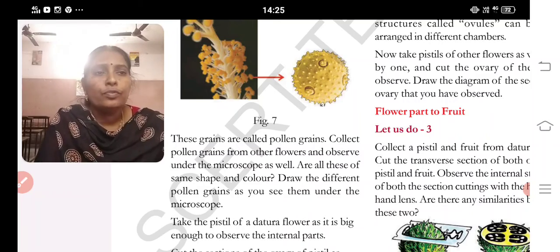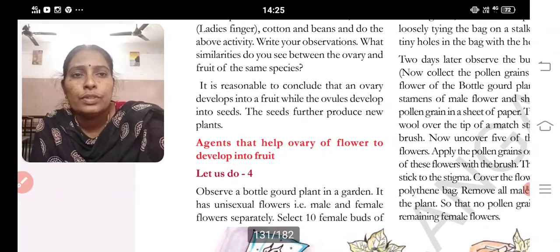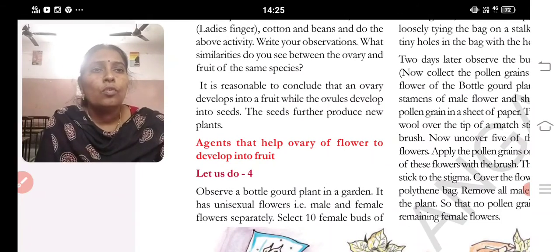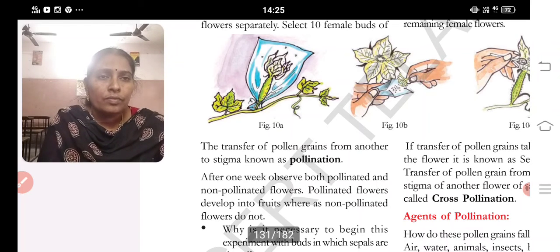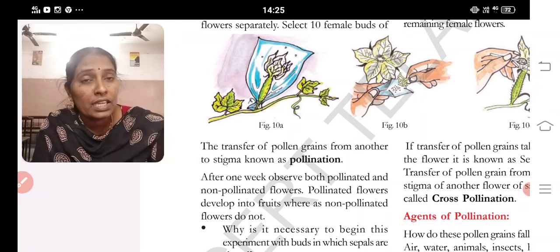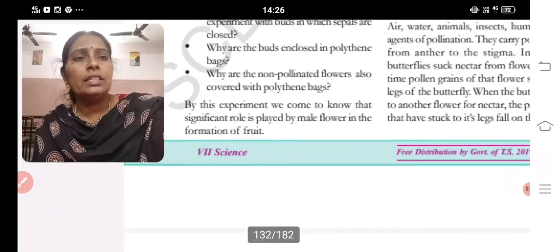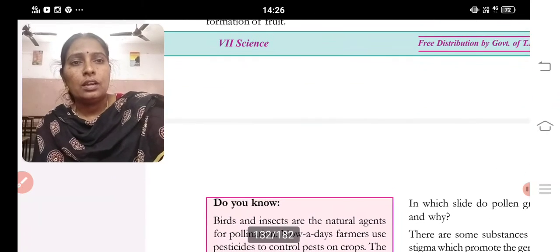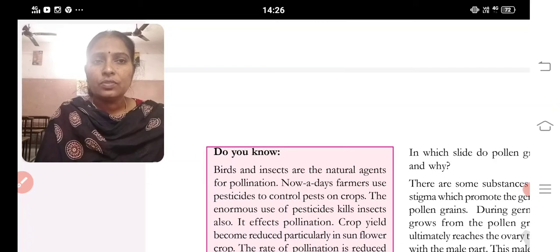The flower is converted into the fruit. What helps the ovary of a flower to develop into fruit? These are birds and also wind, air. All these help in the transfer of pollen grains from anther to stigma, which is known as pollination. What are the agents here? Air, water, insects, birds: all these are the agents of pollination. Birds and insects are the natural agents for pollination.